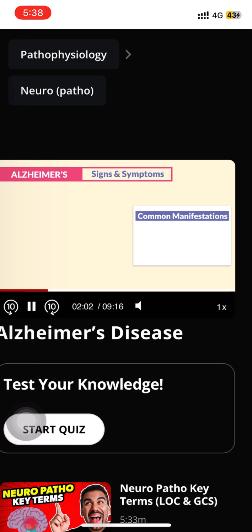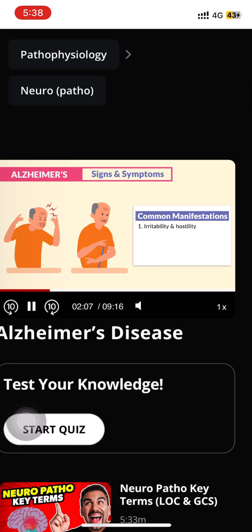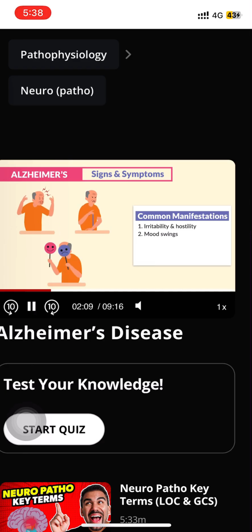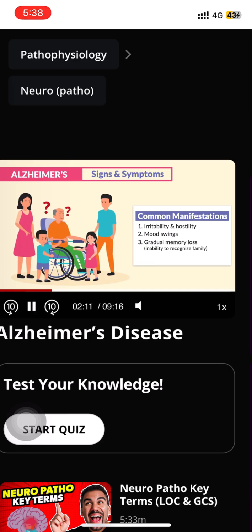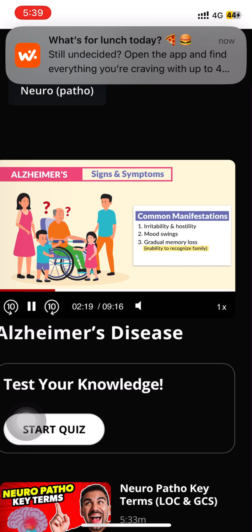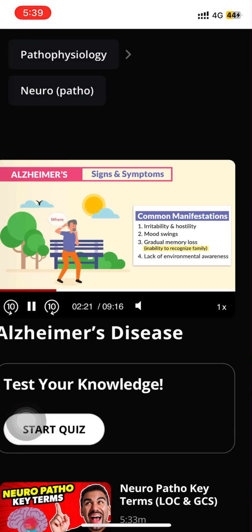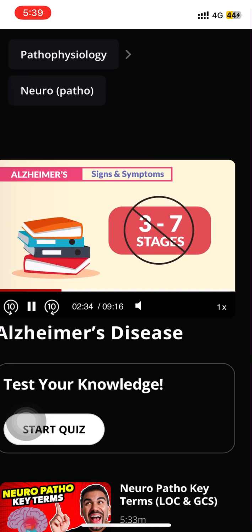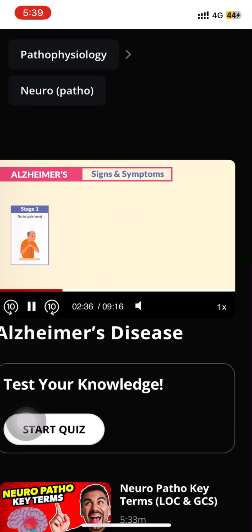Now, other common manifestations for patho exams. Number 1, we see irritability and hostility with anger. Number 2 is mood swings. And number 3 is gradual memory loss. The inability to recognize family has shown up on a few different question banks, so please be sure to write that one down. And number 4 is a lack of environmental awareness. Clients will commonly wander from their home and get lost, not being able to find their way back or even recall familiar surroundings.